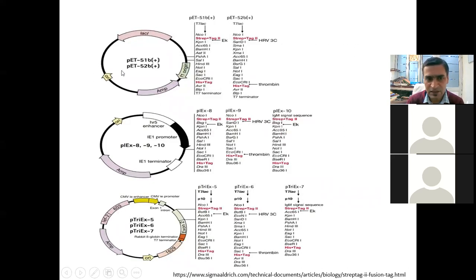And this slide, this photograph, you had already seen, showing how in some of the vectors these sites have already been incorporated to remove the tags from your protein: enterokinase site, HRV3 sites. Similarly, here is an enterokinase site, here HRV3, and this is a thrombin site. So in many ways, these vectors contain the amino acid residues which are recognized by the particular cleaving enzymes.